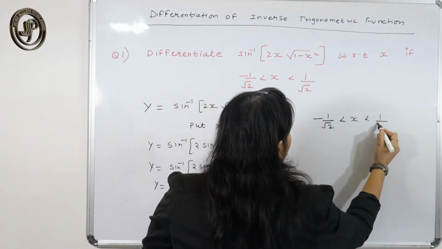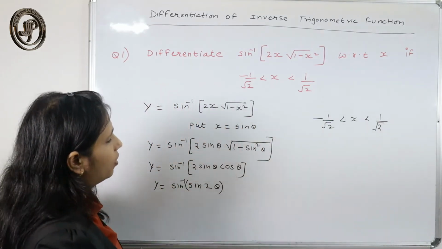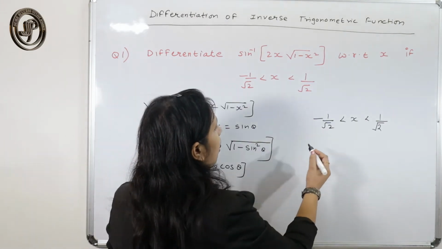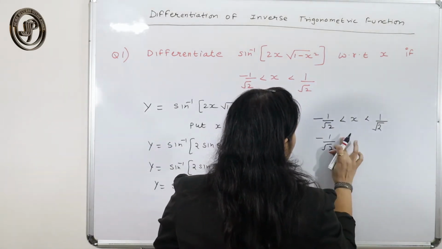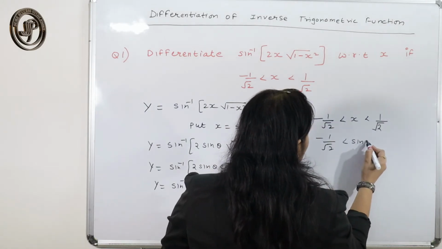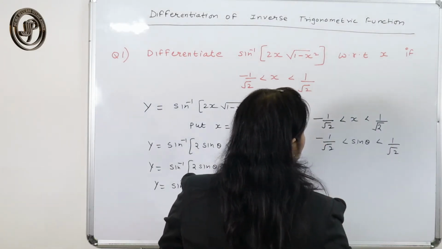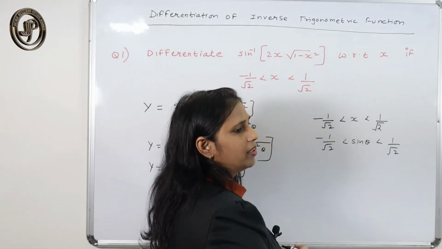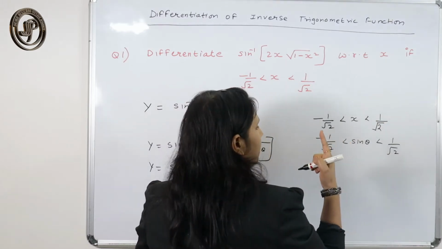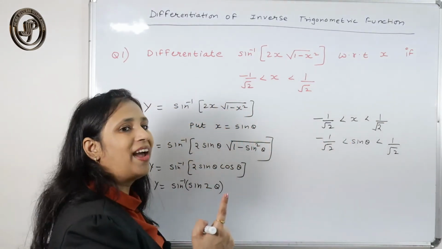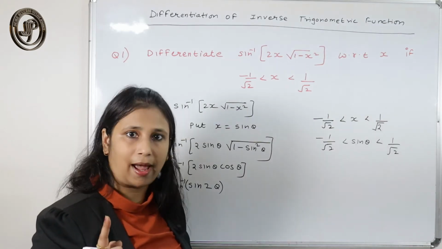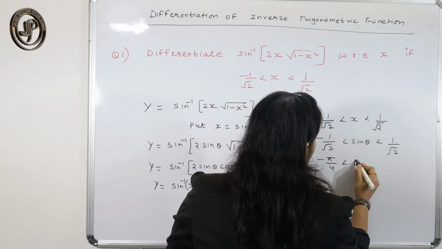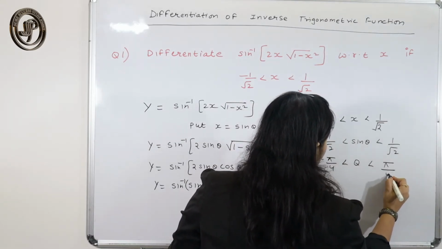For x, the range is this, that is given. Now, as I have substituted x as sine theta, I must write here x as sine theta root 2. If I just want to calculate the value of theta, when sine theta is 1 by root 2, theta is minus pi by 4. So here I can write minus pi by 4 to pi by 4, right?